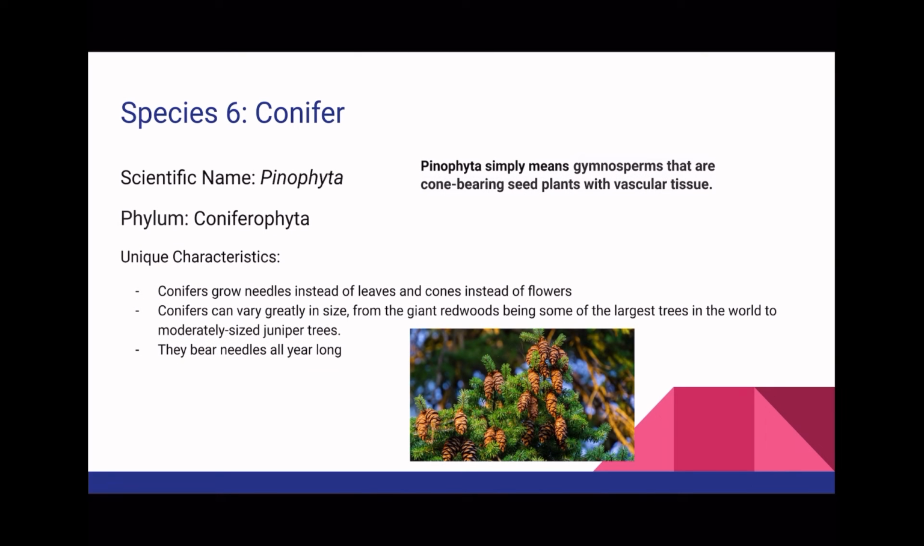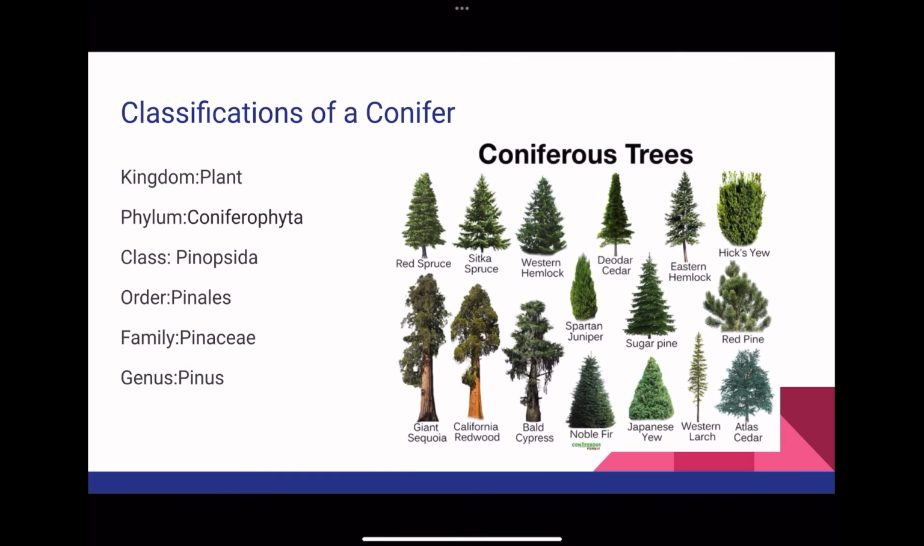Species 6. Conifer. Scientific name, Pinophyta. Phylum, Coniferophyta. Pinophyta simply means gymnosperms that are cone-bearing seed plants with vascular tissues. Unique characteristics. Conifers grow needles instead of leaves and cones instead of flowers. Conifers can vary greatly in size, from the giant redwoods being some of the largest trees in the world to moderately sized juniper trees. They bear needles all year long.